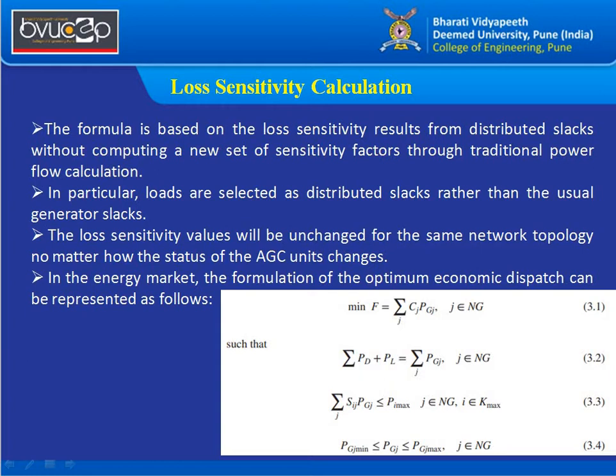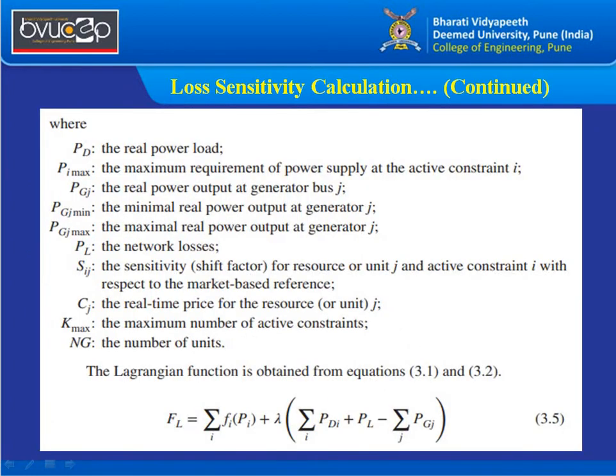Now let us see what all these parameters are called. PD is the real power load, Pi max is the maximum requirement of power supply, Pgj is the real power output, Pg min and max are the minimum and maximum real power at bus j. PL is the network losses, Sij is the sensitivity factor with some active constraint. Active constraint, what is the meaning of active constraint? We have seen in the previous lecture, you can refer to the previous lecture notes for that. Cj is the real power time price for the source, and Kmax is the maximum number of constraints.